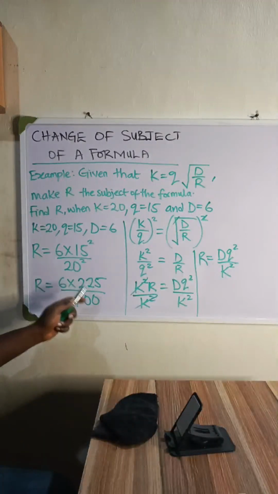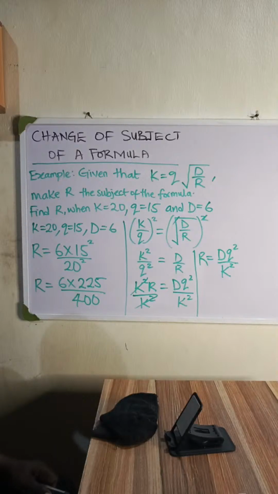So what's 6 times 225? Let me get that done. Seems many of you are in class without calculators. 6 times 225.